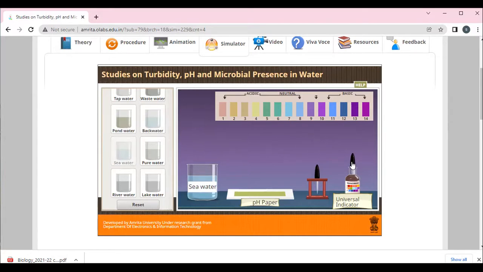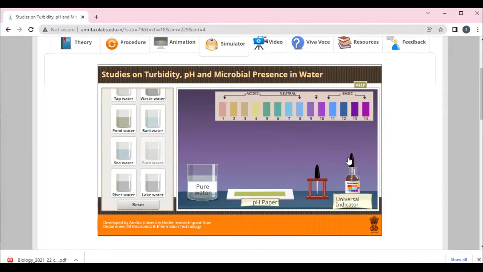Then for seawater, next sample is seawater. The color remained the same, I guess. It's little change or no change. It's 7, I think. The color is equivalent to 7 or 8, possibly. You can write it gets somewhere between 7 and 8.